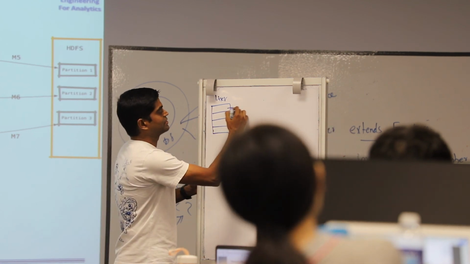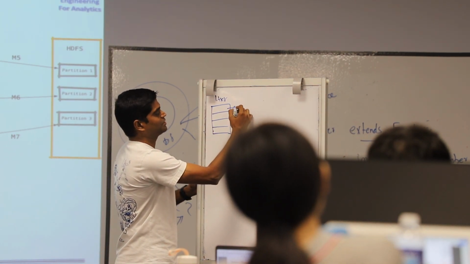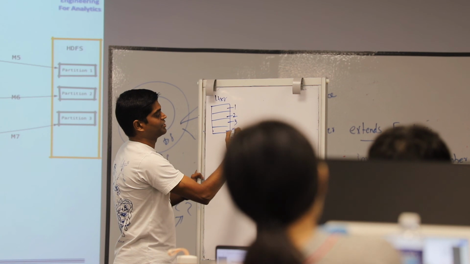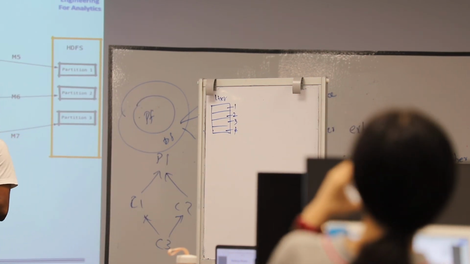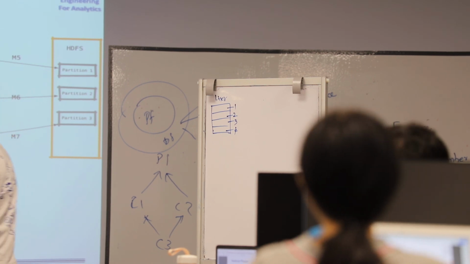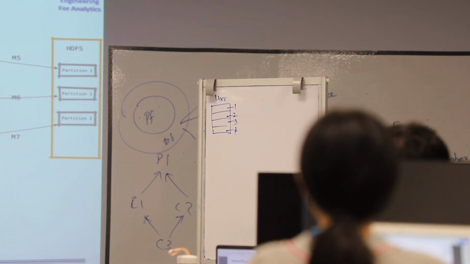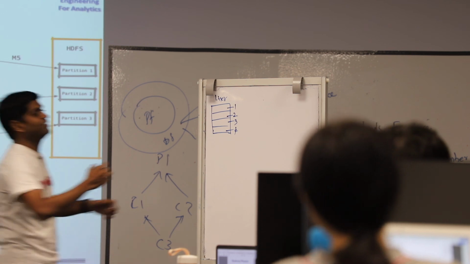This is the first partition, second partition, third partition, fourth partition. So let's take a real world example. In this case, we are talking about 4 blocks. Assume this file is a 512 MB file, right?